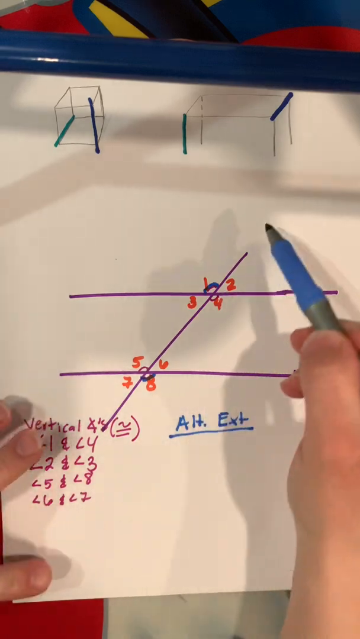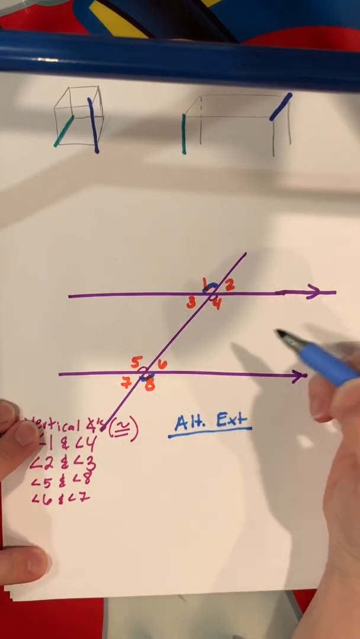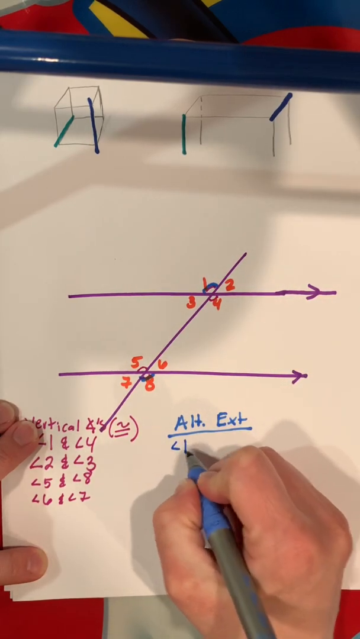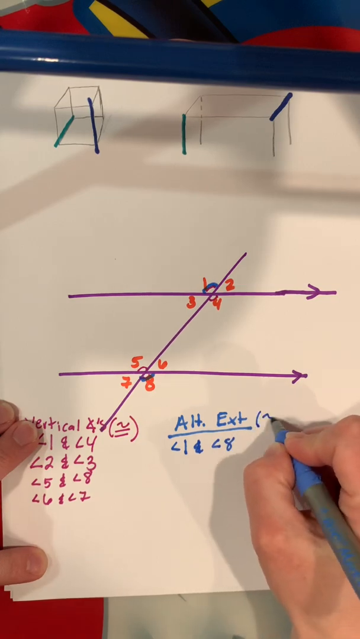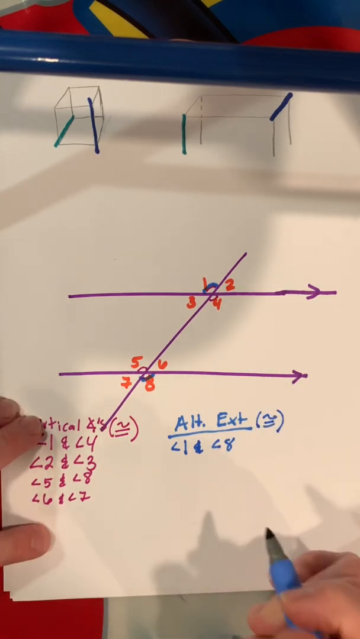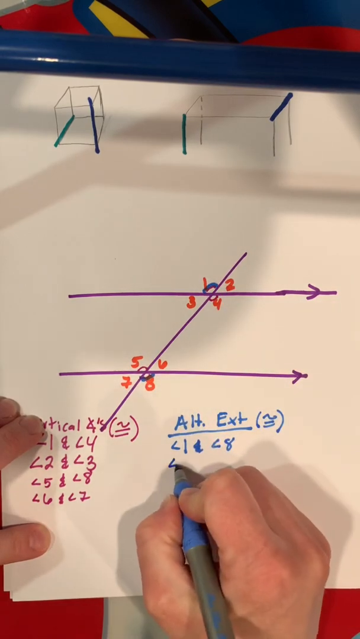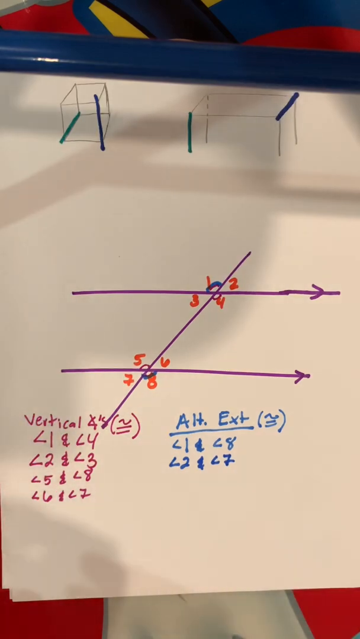Alternate means they're on opposite sides of my transversal. One's on the left, one's on the right. And exterior, they are outside of my parallel lines. So angle 1 and angle 8, and these are congruent. We also see that with angle 2 and angle 7. All right, alternate exterior.